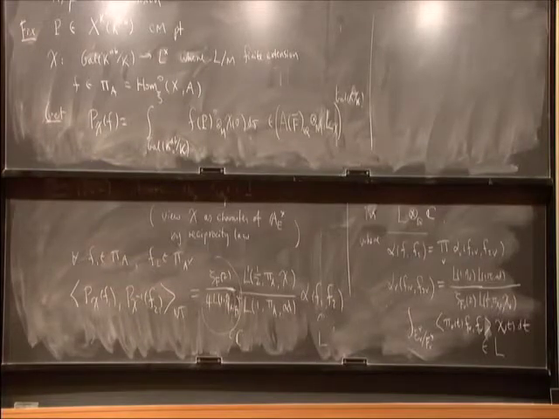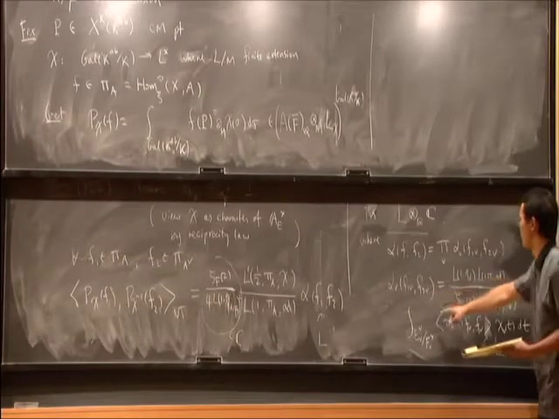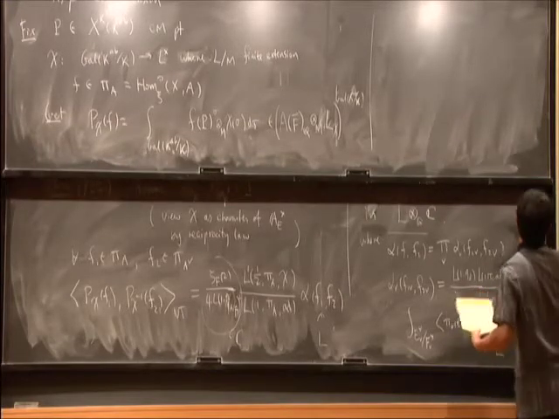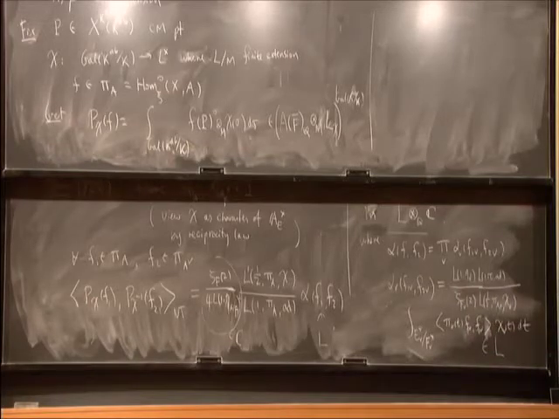Okay, I should mention one thing. This one equals 1 for almost all V. Otherwise, it doesn't make sense. This one, alpha V, equals 1 for almost all V. I'll stop here.